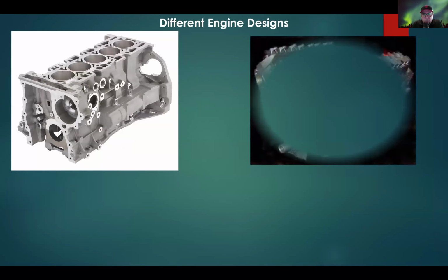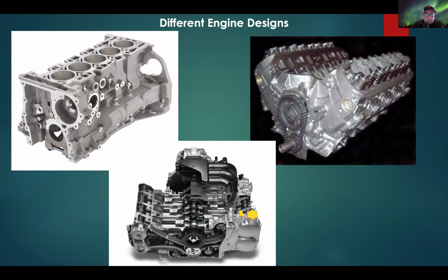Okay. Now, there's a couple different types of engine block designs. All right. The one that I think is very common is the inline engine. So inline, meaning all the cylinders or pistons are in a row, like this block shows up here in the upper left. So they're all in a row following each other.